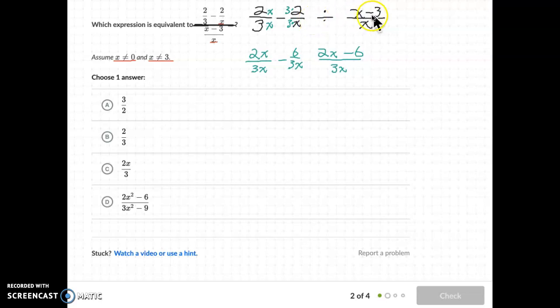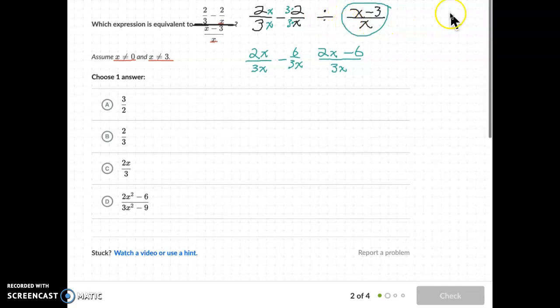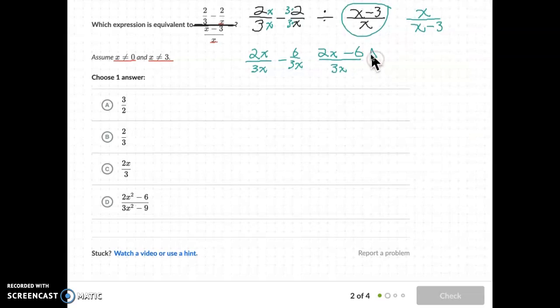Let's look at the right side now. We are dividing by this fraction, and division of fractions is always performed by inverting the fraction and multiplying. So we're going to invert this fraction. That means the denominator becomes the numerator and the numerator becomes the denominator, and that becomes x over x minus 3. So now we put in a multiplication symbol. I have to erase that manually. I can't use Control Z to back out. So 2x minus 6 over 3x times x over x minus 3.